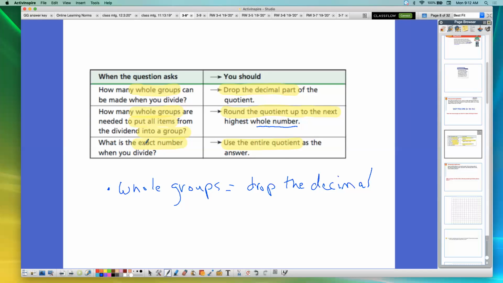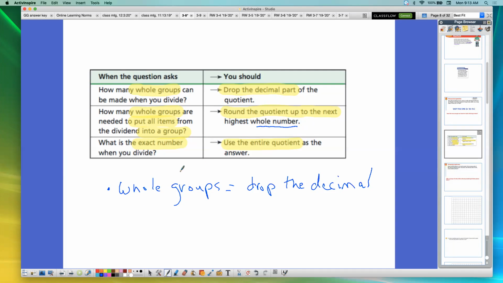And the last one is if it's asking for an exact number, you use the entire quotient, which means you're going to use the decimal part as well. So the first option, whole groups, you're dropping the decimal part. The second, putting all of the items into a group, you're going to round the quotient up to a whole number. And the third is an exact number.